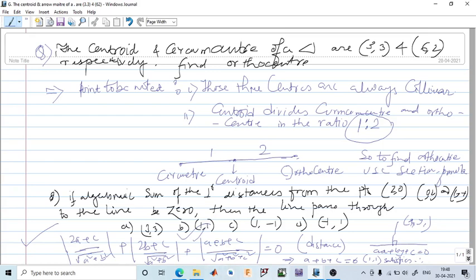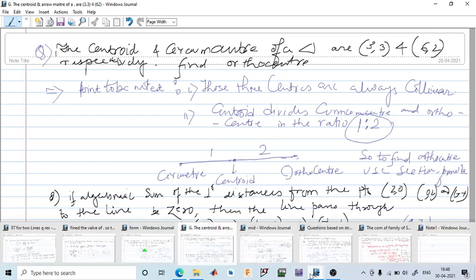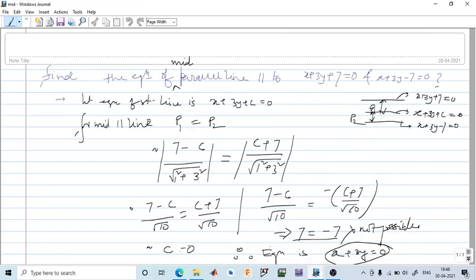So let's go to the next problem. The next problem is: find the equation of the mid parallel line that is parallel to x plus 3y plus 7 equals 0 and x plus 3y minus 7 equals 0. So what is the mid parallel line? It is the parallel line that is acting in the middle between the two lines.